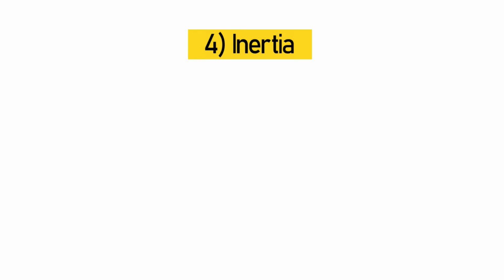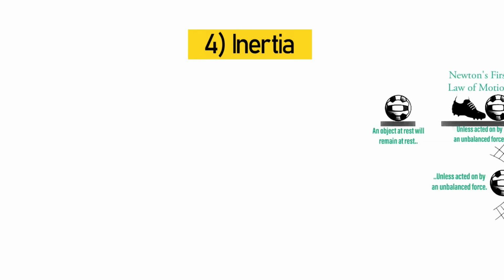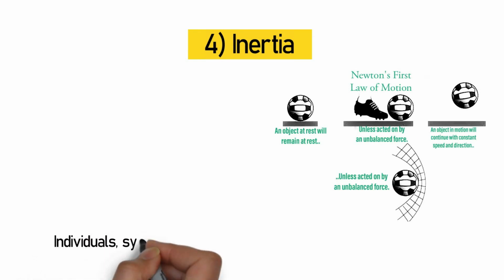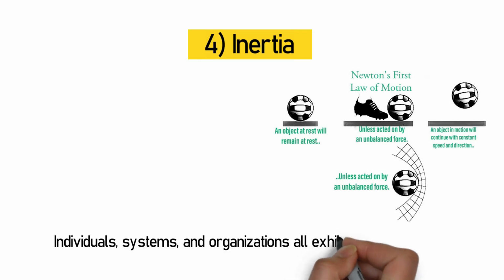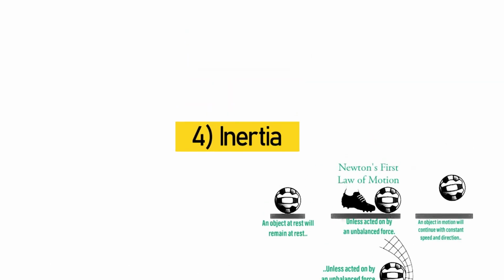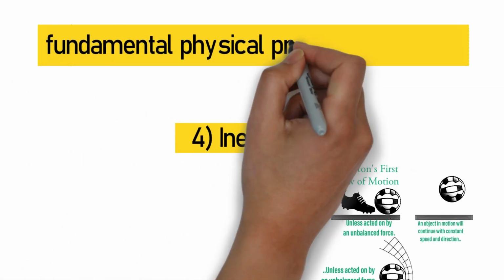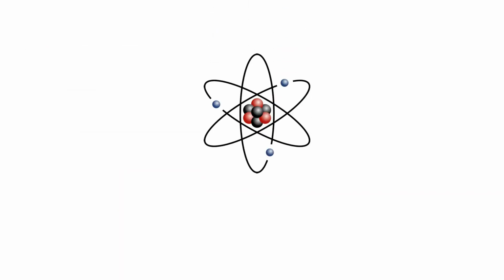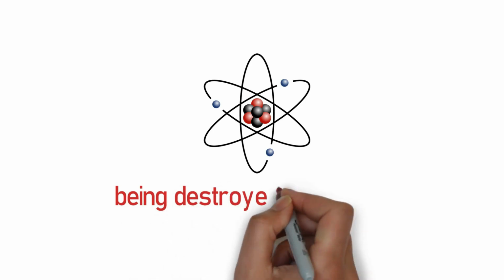Number 4, inertia. Unless acted upon, an object in motion with a specific vector wants to keep moving in that direction. Individuals, systems, and organizations all exhibit the same effect, which is a fundamental physical principle of motion. It allows them to save energy while also putting them at risk of being destroyed or eroded.